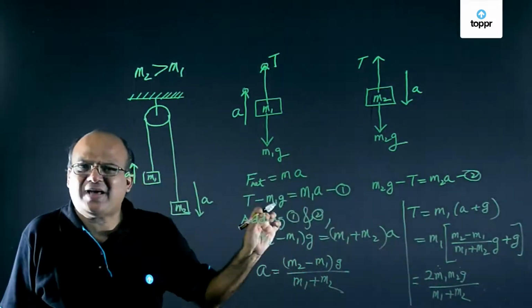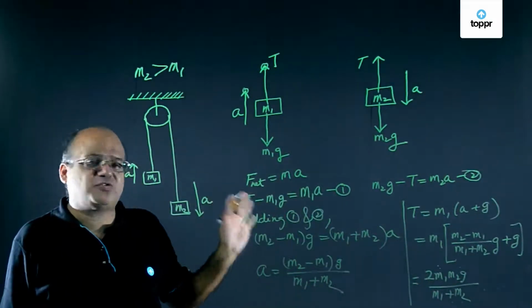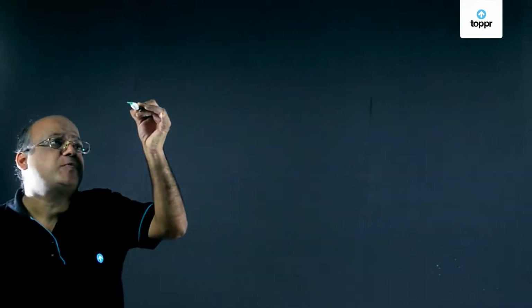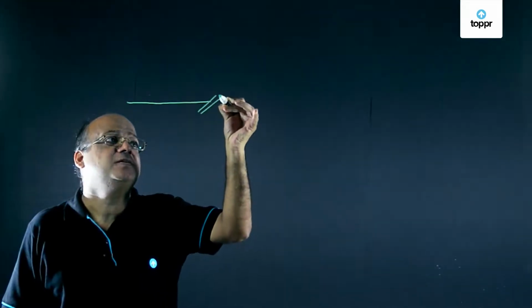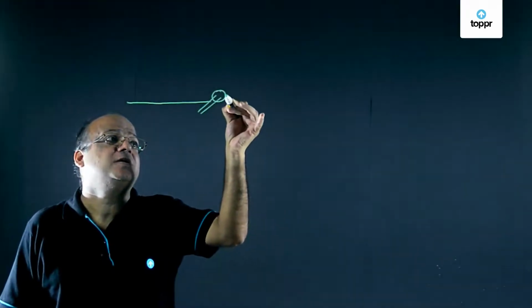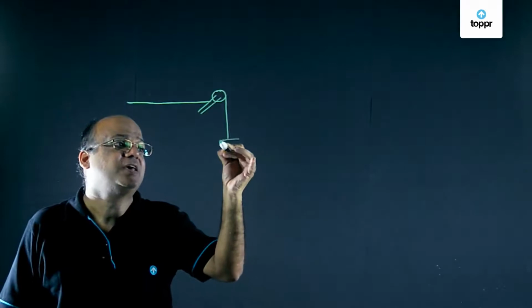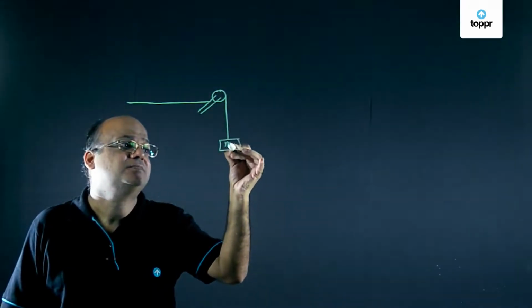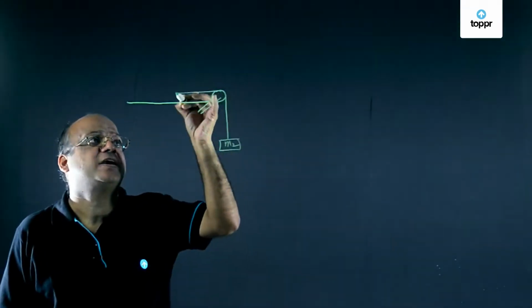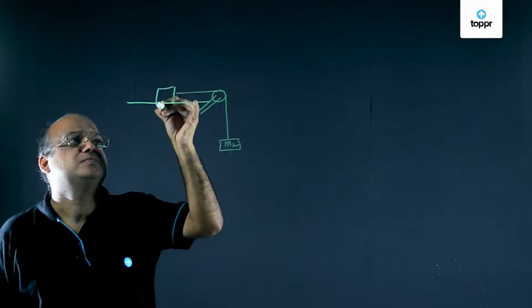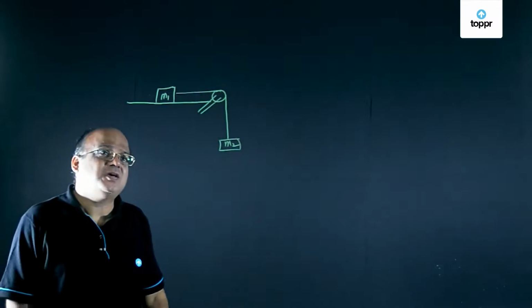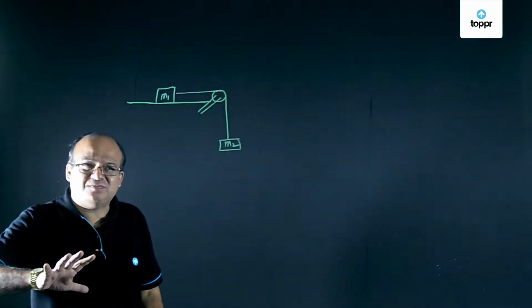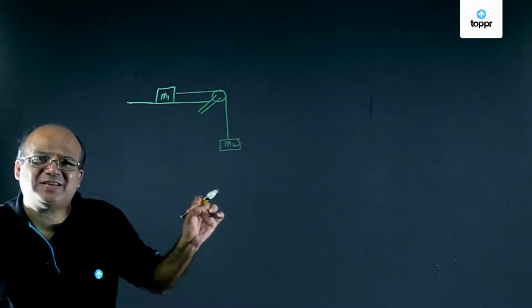This is how we apply Newton's laws to solve problems. Now we'll take up one more problem on Newton's laws. This is a table. There's a pulley here. Mass M2, say, is hanging here. M1 is lying on the table. First question, what is the direction of acceleration here?